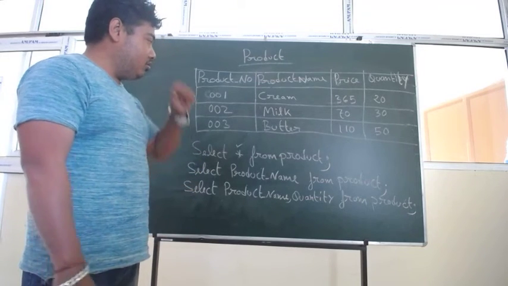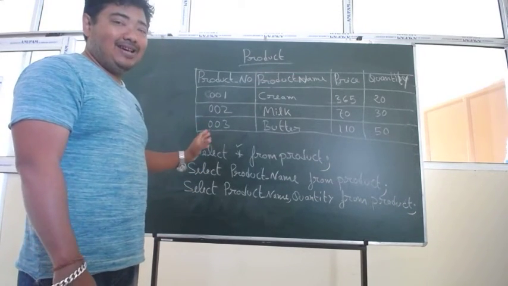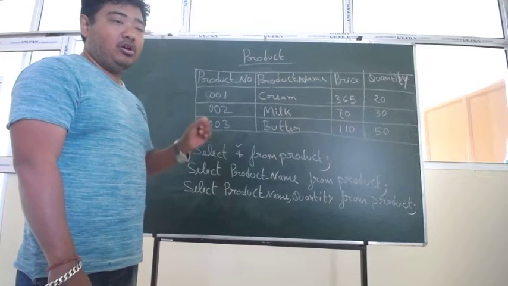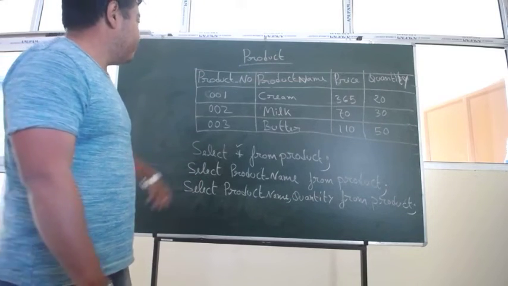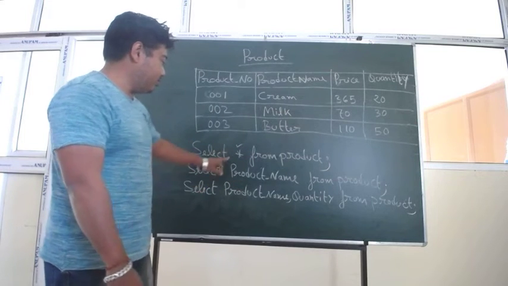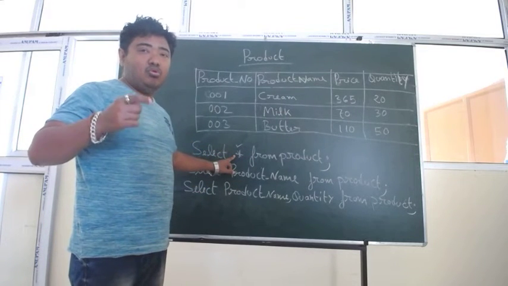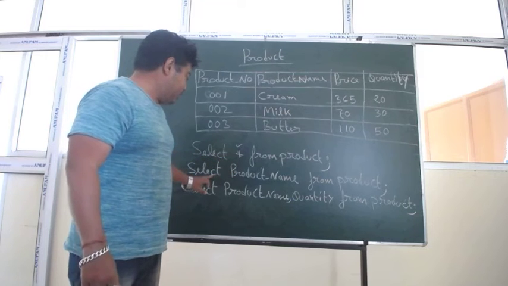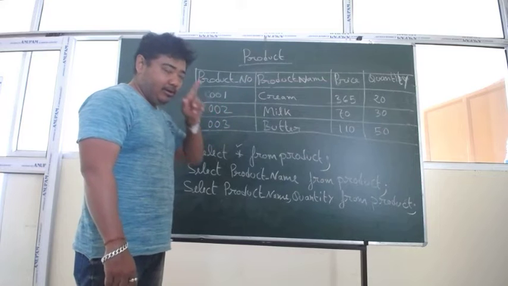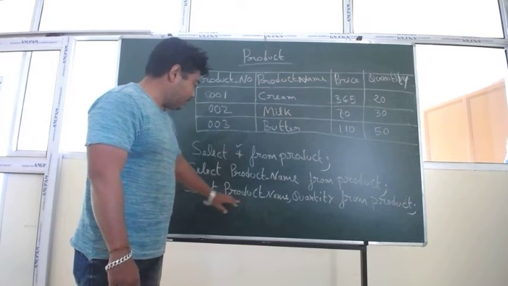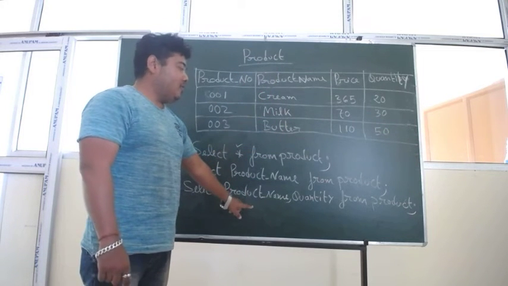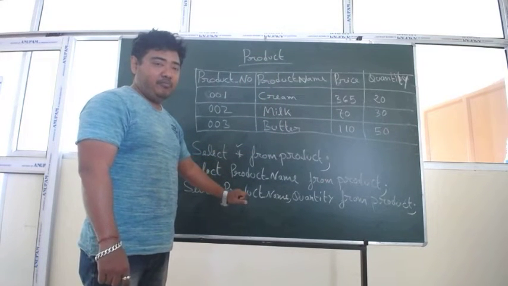Okay. Now, next we are going to use the select command with the where clause. Where clause means with a condition. Whatever things are there, it is going to show. If I give star, it is going to show all the records. If I give product name, it will show all the product names from the table. If I give select product name, quantity, it will show all the product names and quantities from the table.